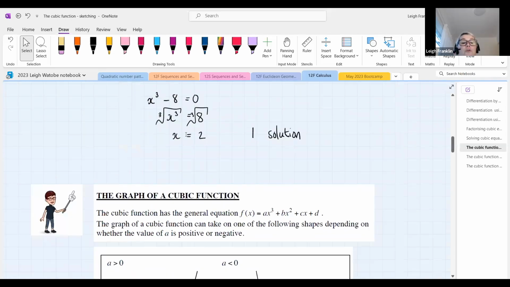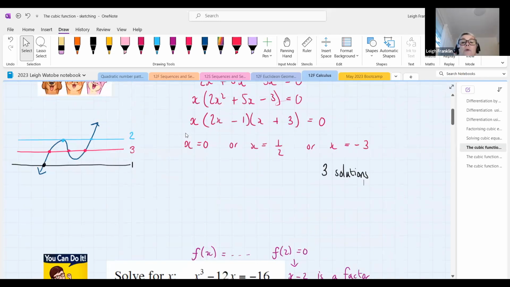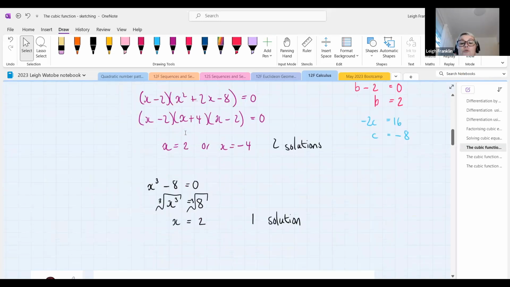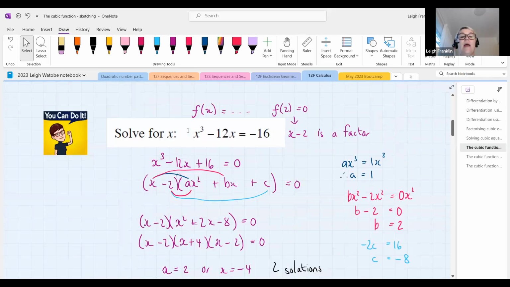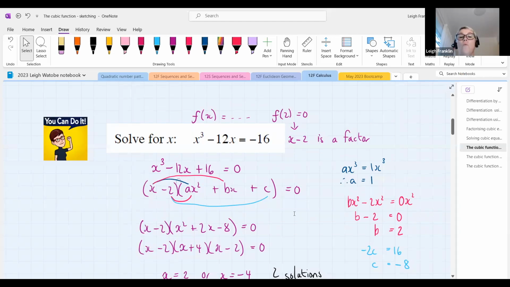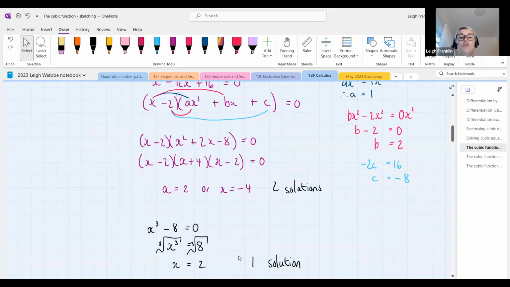Okay, so let me ask you a question before we jump into the sketching. All right, when you take your equation and you make it equal to 0, y is equal to 0. So when you're solving for x, what information does that give you about the function? When y is 0 and you solve for x, what information does that give you about the function?